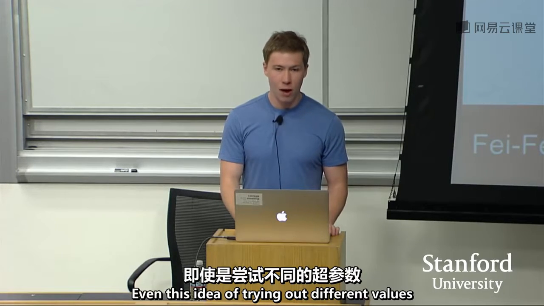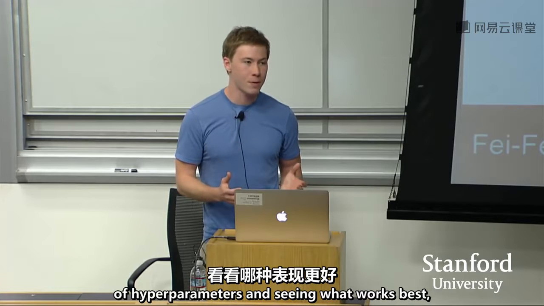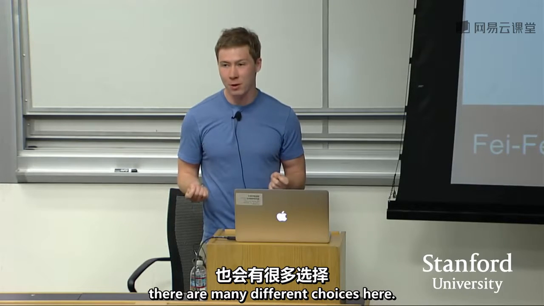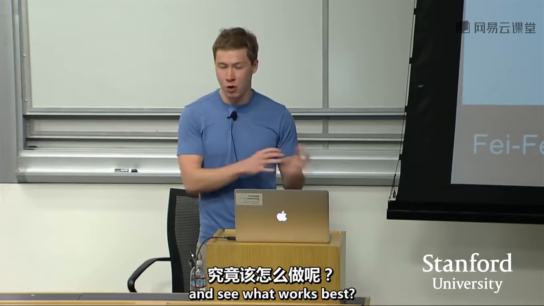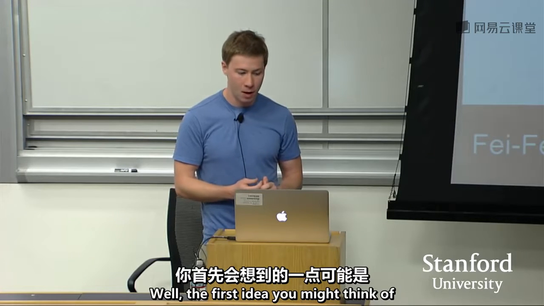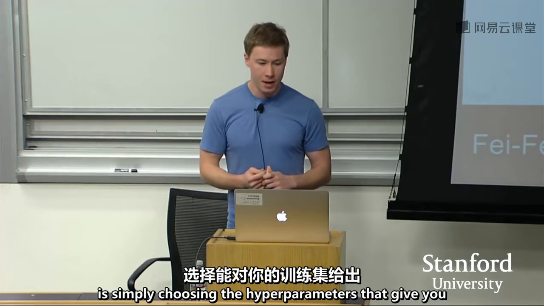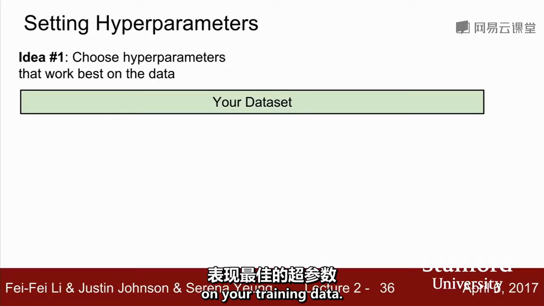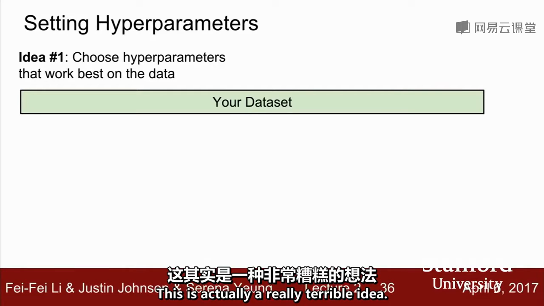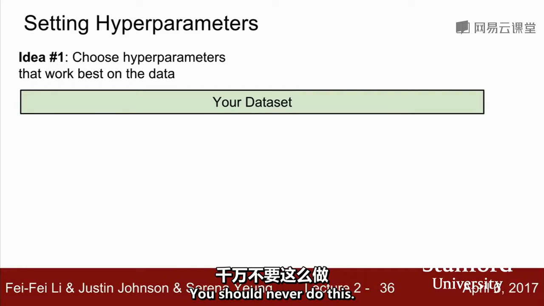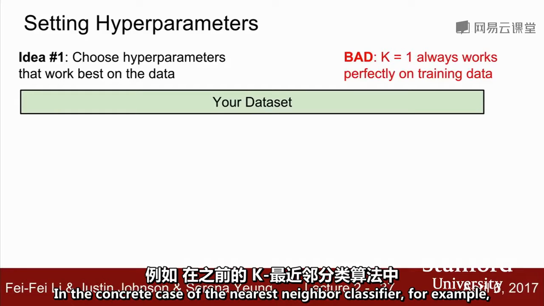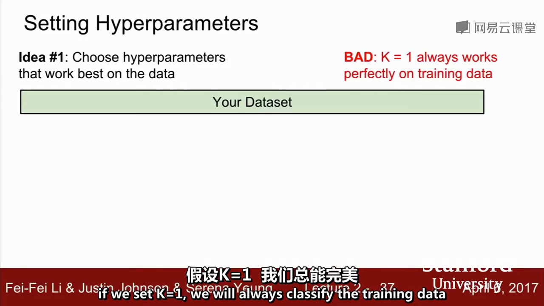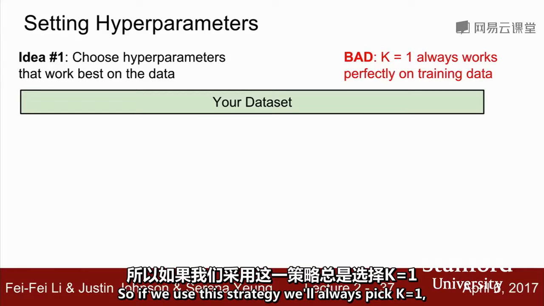So then, even this idea of trying out different values of hyperparameters and seeing what works best, there are many different choices here. What exactly does it mean to try hyperparameters and see what works best? Well, the first idea you might think of is simply choosing the hyperparameters that give you the best accuracy or best performance on your training data. This is actually a really terrible idea. You should never do this. In the concrete case of the nearest neighbor classifier, if we set k equals 1, we will always classify the training data perfectly. So if we use this strategy, we'll always pick k equals 1.